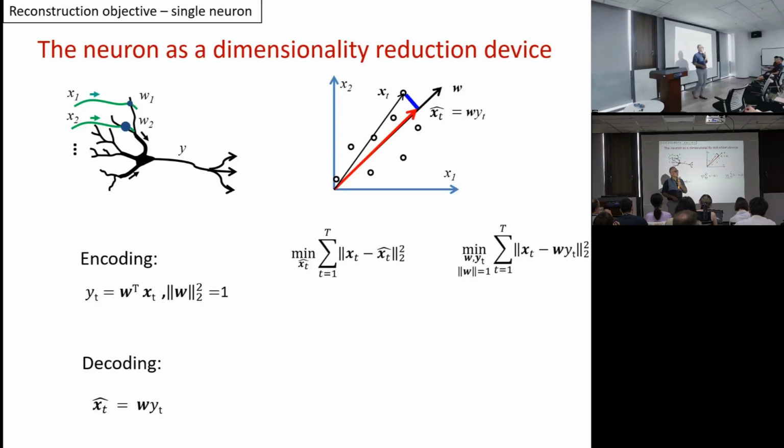Exactly, exactly. So when it's bold, it's a vector. When it's not bold, it's just a number. Okay?